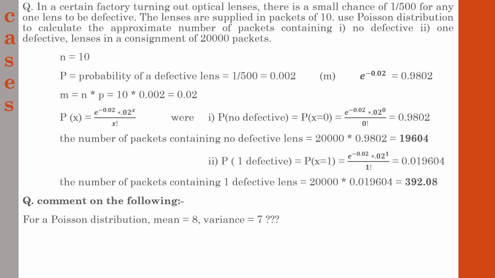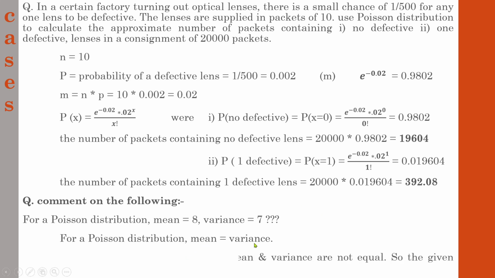But here the mean is 8 and variance is 7. And in a Poisson distribution, we have learned that mean is always equal to variance. In the given information, the Poisson distribution details are given where the mean is 8 and variance is 7. Here the variance and the mean are not equal. You can see that one is 8, one is 7. So the given statement is not a Poisson distribution.